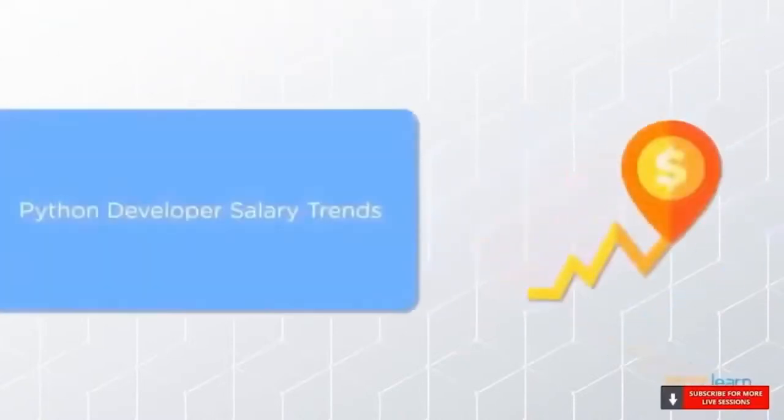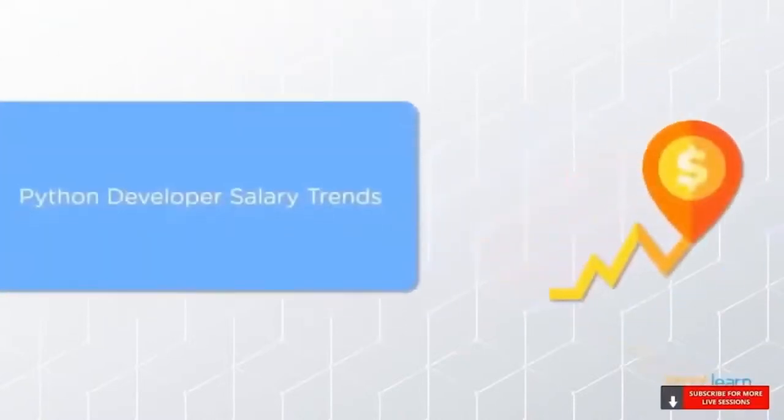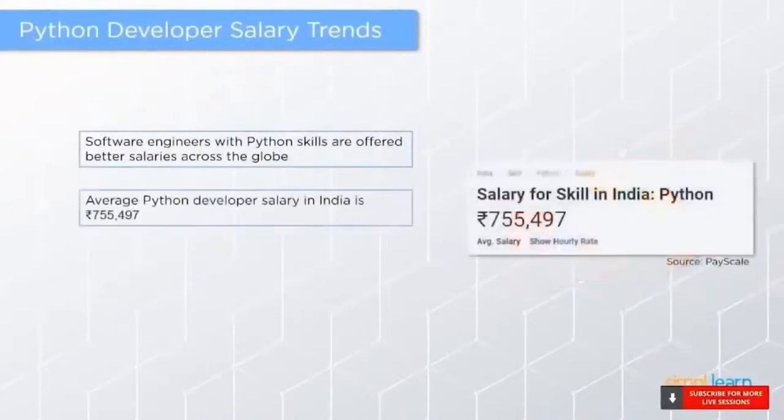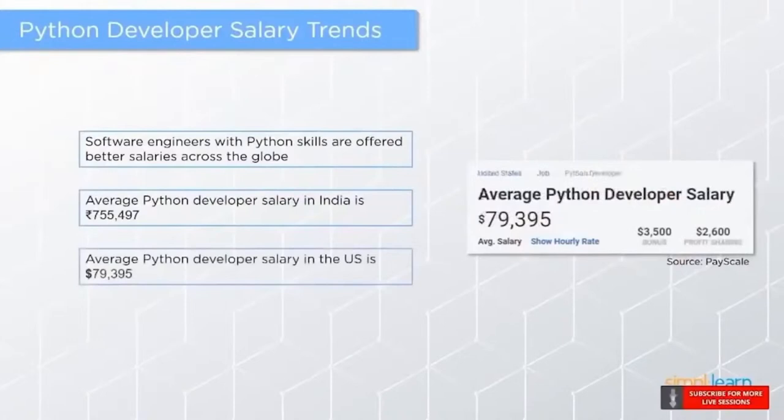Moving on to the next topic, let's look at the Python developer salary trends. Now, software engineers with Python skills are offered better salaries across the globe. The average salary of a Python developer in India is around 7,55,000 rupees per annum. The average salary of a Python developer in the US is about $79,000 per annum.